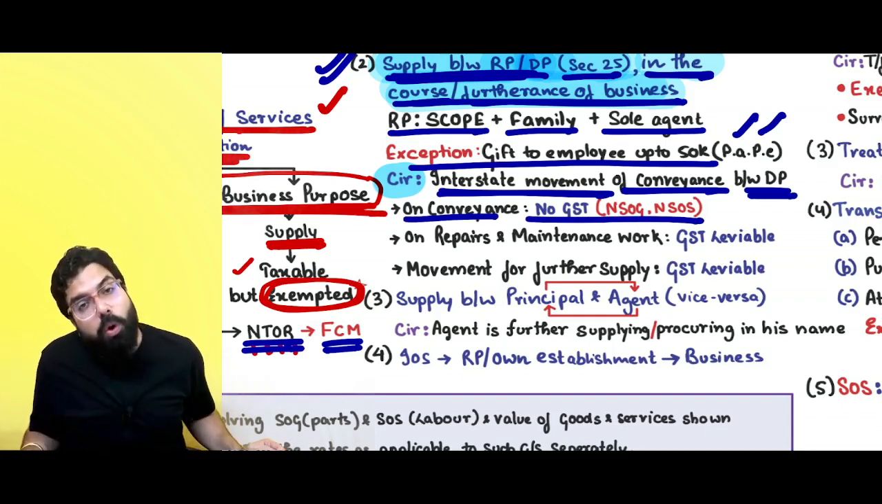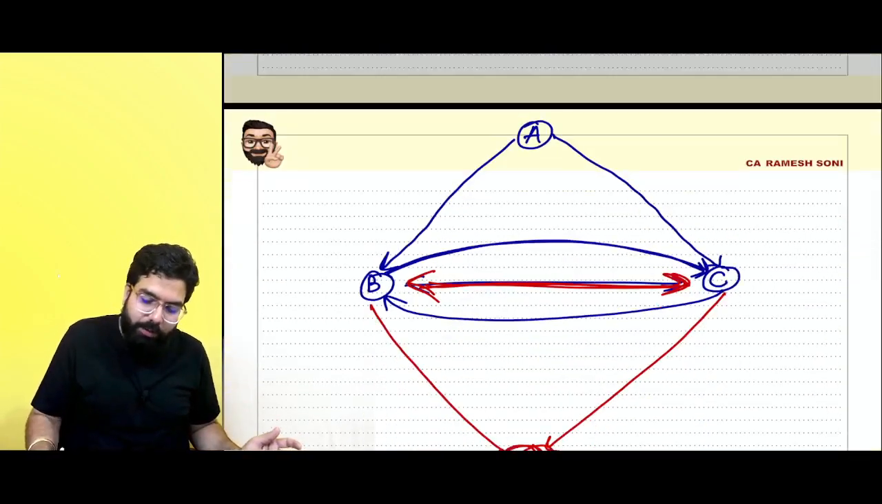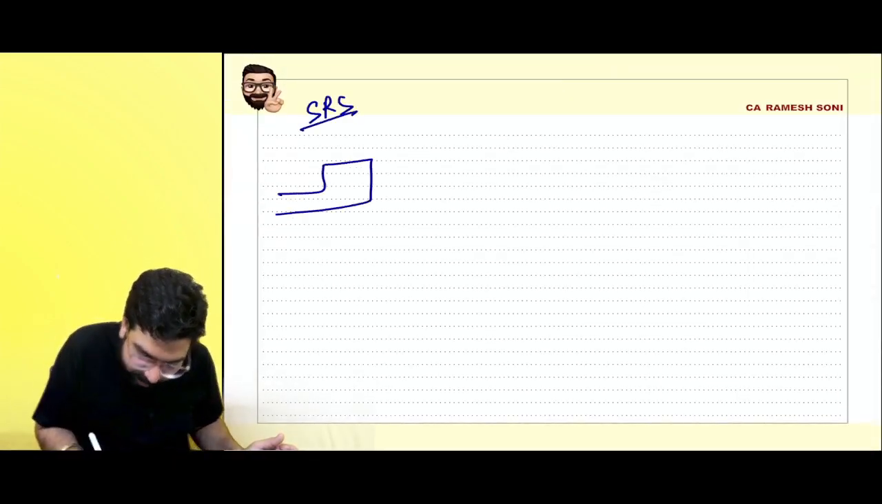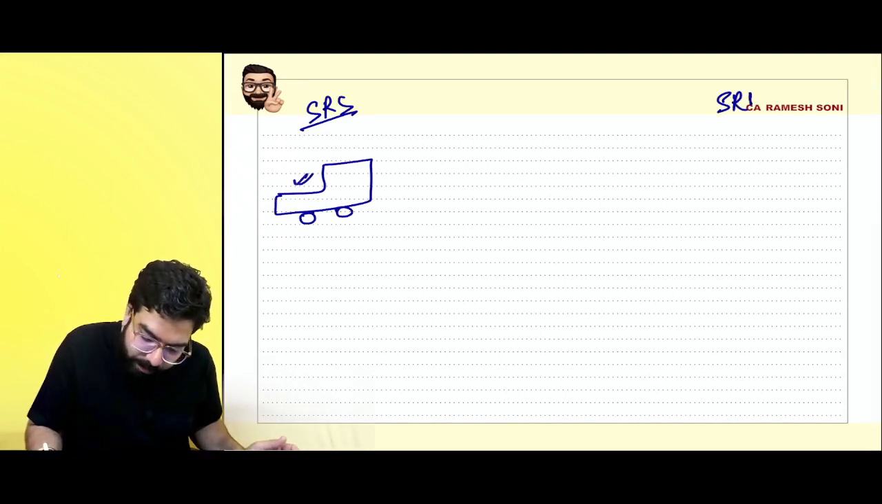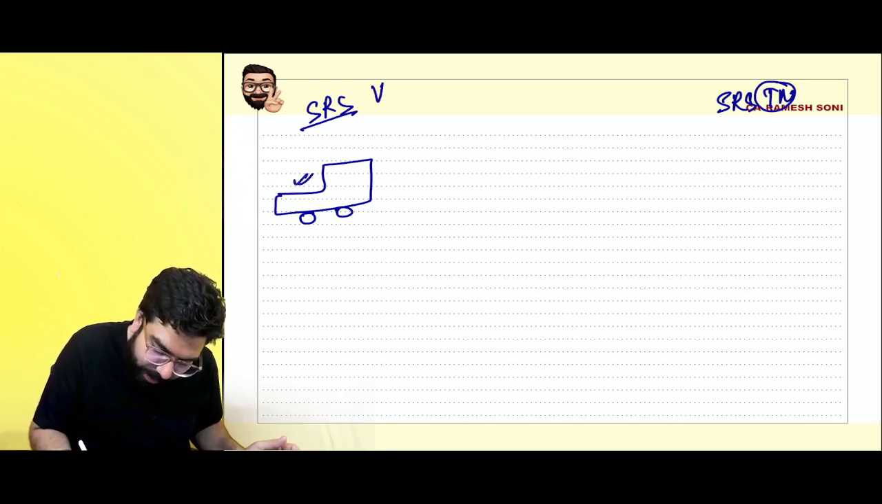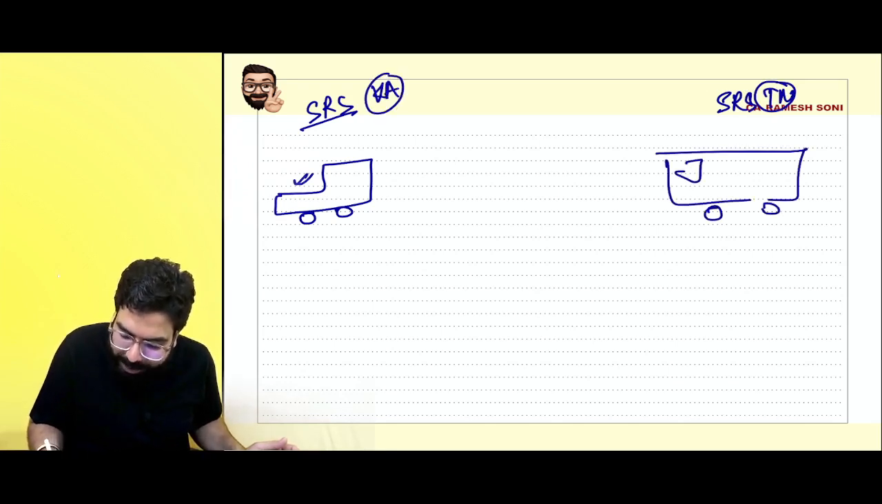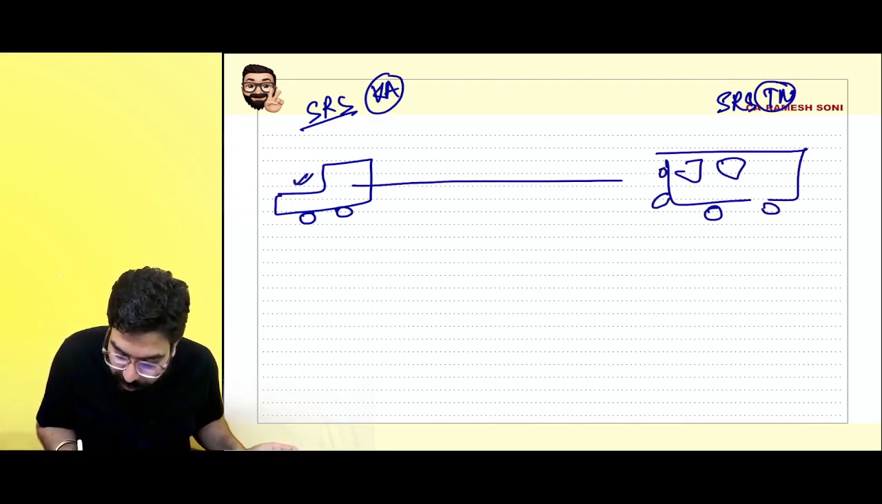Sir, what about the repair and maintenance work done? For example, this is SRS Travels Karnataka. They have one truck, and in the truck they have all the tools, etc. This is SRS Travels Tamil Nadu. One bus in Tamil Nadu has become bad. The bus has fallen sick. Now the truck went from here to repair the bus, repaired the bus and came back.